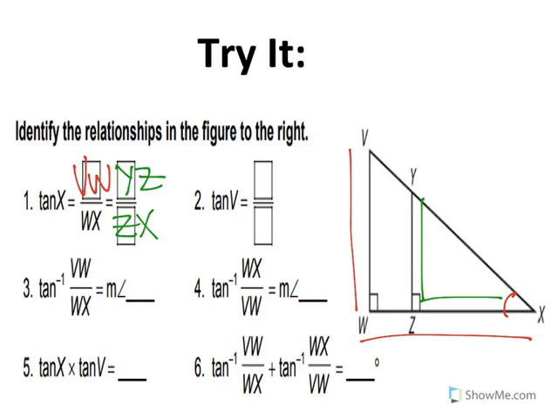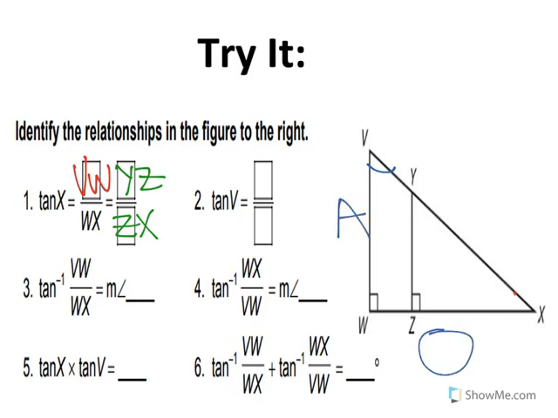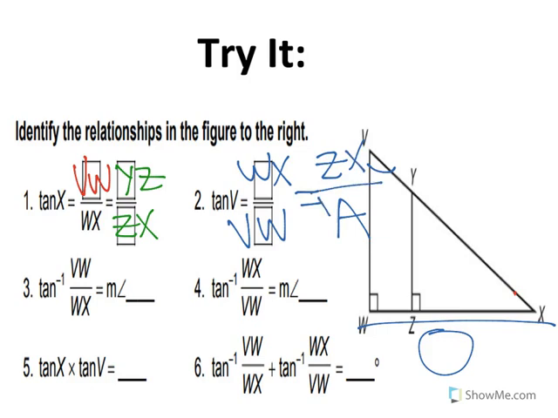Okay, and then for number 2, we're looking at angle V. So let me erase this. Right, so we're observing from this angle. So this is your opposite, and that's your adjacent. If we're looking at the larger triangle, it would be WX over VW, or if we're looking at the smaller triangle, it would be ZX over YZ.